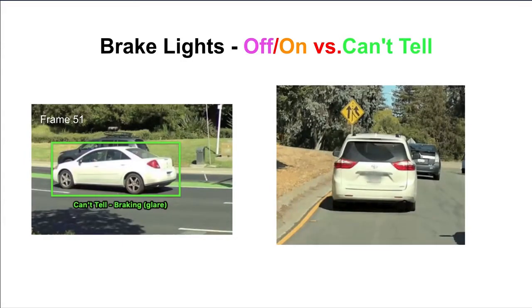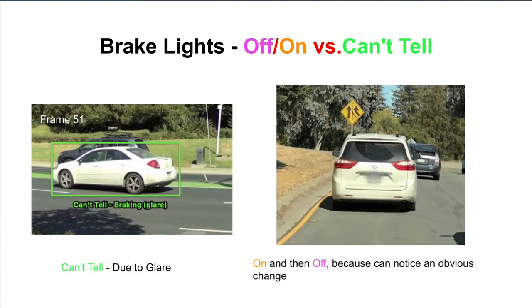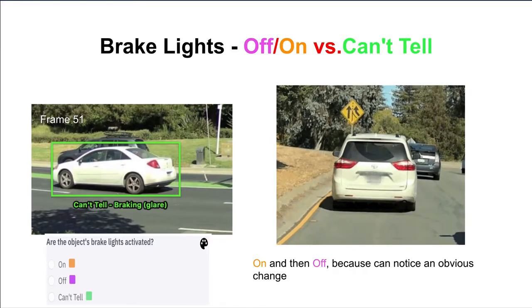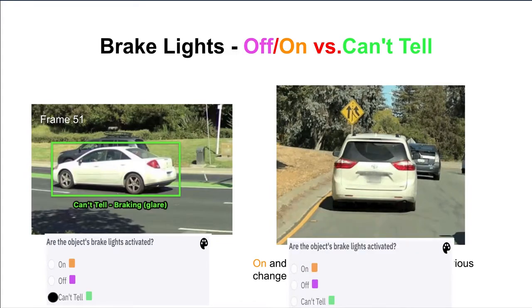Sometimes brake lights can be difficult to see because of glare. If we can't tell whether the brake lights are on or off, we want to put can't tell. But if we see a pretty dramatic change between frames despite the glare, then we're going to want to select off when we can visibly see the change, and on for when we see it activate here.